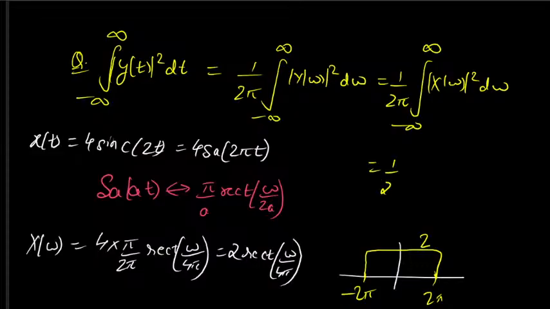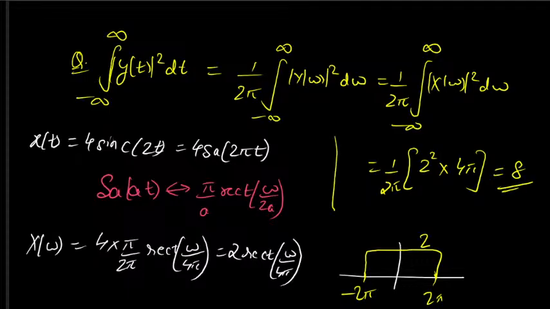1 upon 2 pi integral mod X(omega) square d omega. Considering a rectangular pulse, again amplitude square into duration: 2 square into duration 4 pi. The 2 pi cancels, 2 square into 2, so the answer for the question will be 8 units. Yes, Pratap has the correct answer. The answer is 8 units.